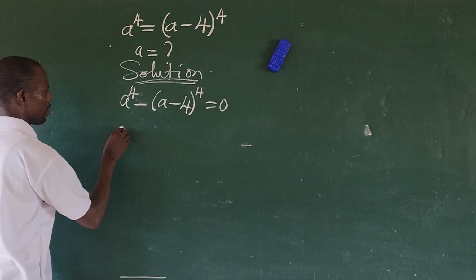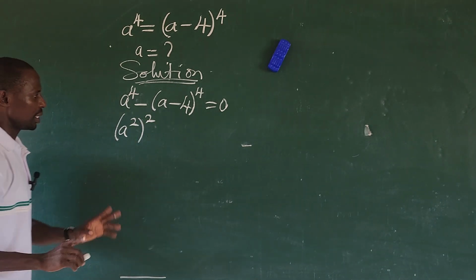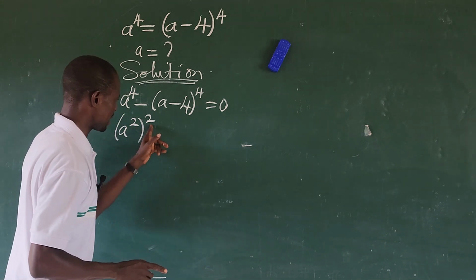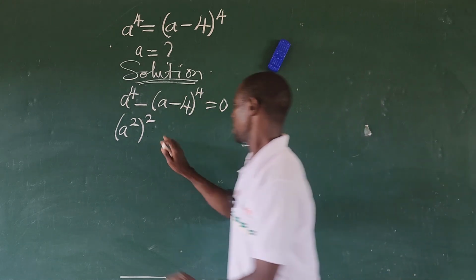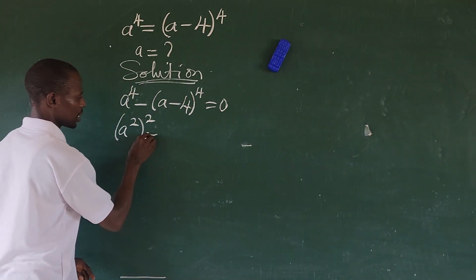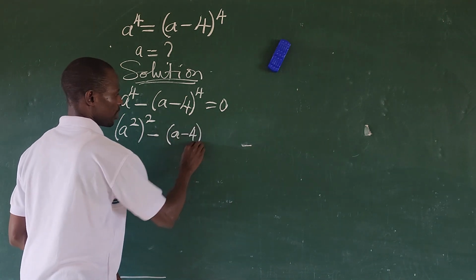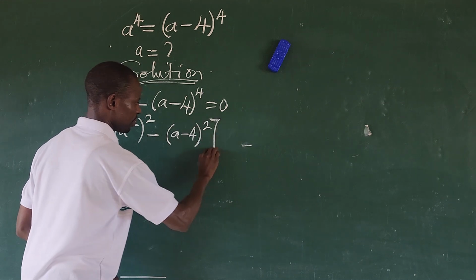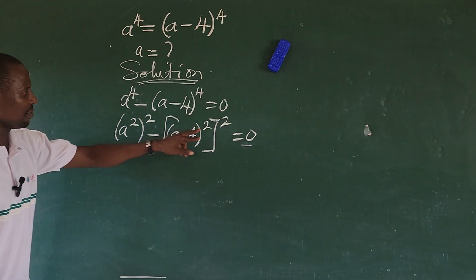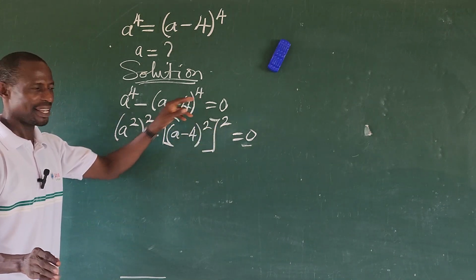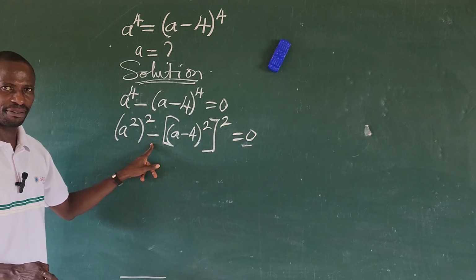So we can rewrite this as (a to the power of 2) all to the power of 2. According to the law of indices, we multiply the two powers, which will give us 4. So we do the same thing here: minus [(a minus 4) to the power of 2] all to the power of 2, equal to 0. Again, if we multiply the powers, it will give us 4 here. Now we have something similar here, and at the same time we have a difference here.